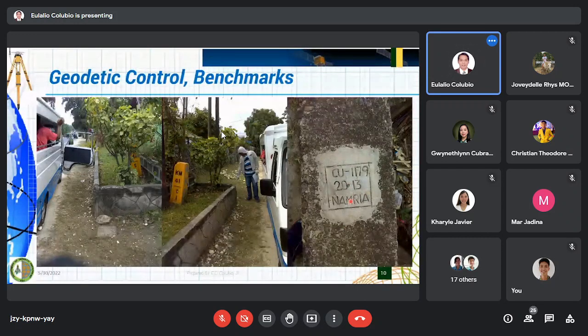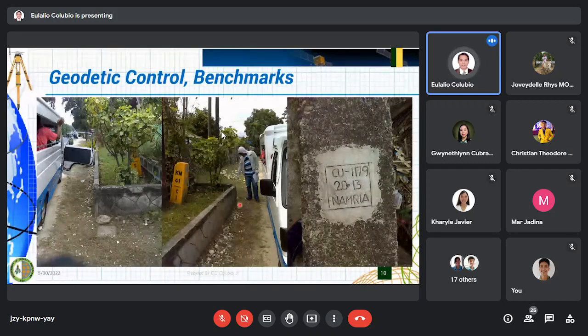Okay, so for your information, benchmarks in the Philippines can usually be found near a kilometer post. If not near, maybe around 100 meters away from the kilometer post, wherever they chose so that it is easy to find. NAMRIA establishes a benchmark every one kilometer. But specifically in Cebu Island, there are many benchmarks to be seen.